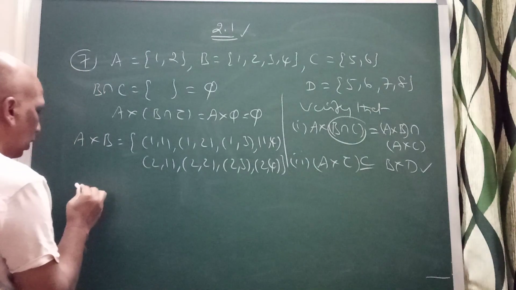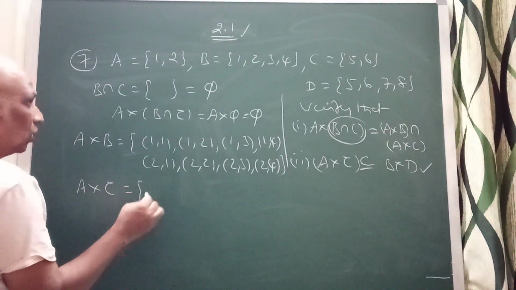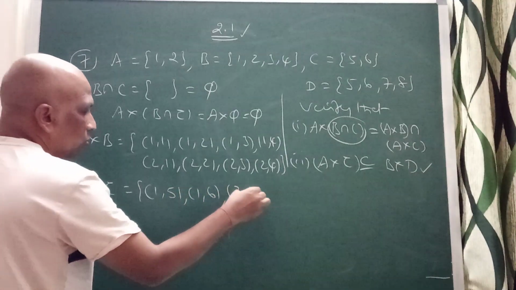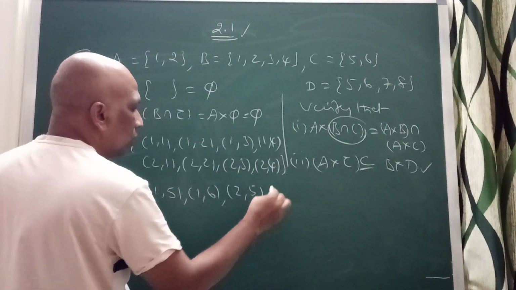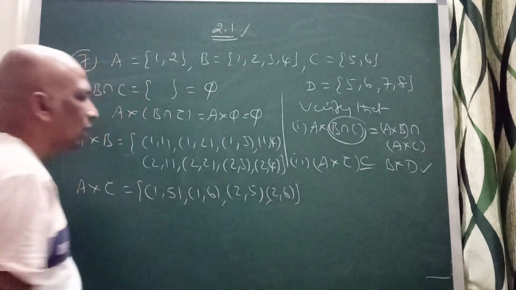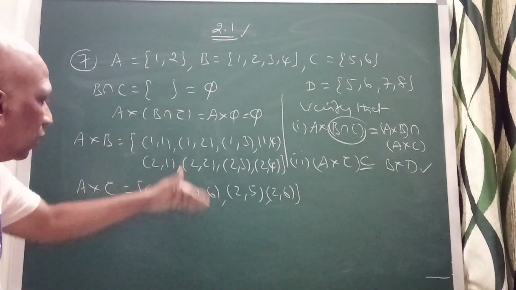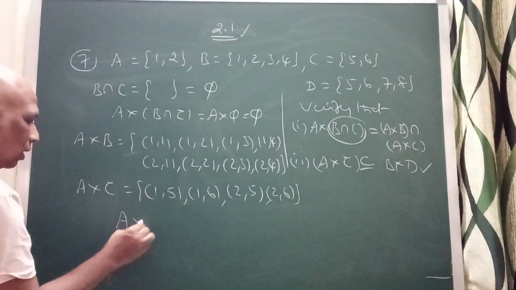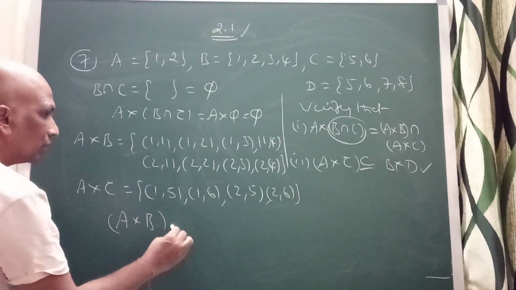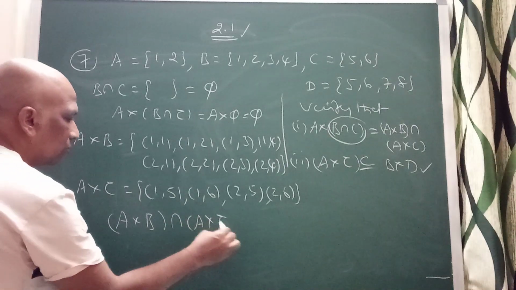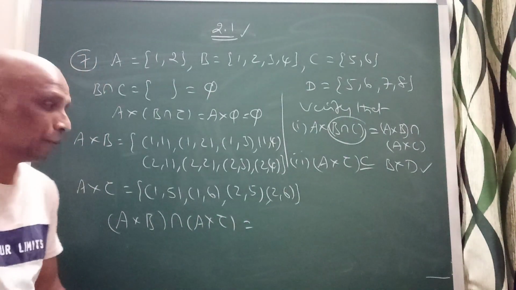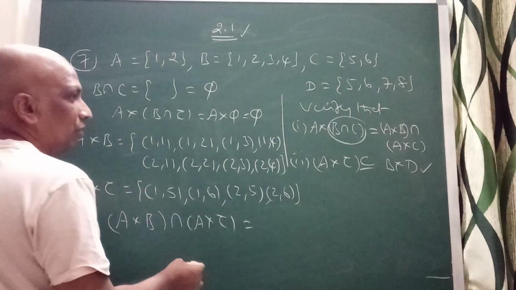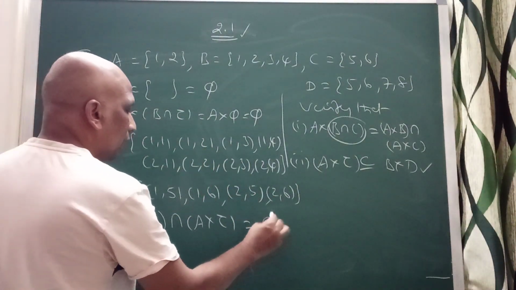Find A cross C. If you find A cross C, you can see (1,5), (1,6), (2,5), (2,6). Check that there are no common elements in these two. Clearly you can see we can't find any common elements. A cross B intersection A cross C: are there common elements anywhere? No common elements. If we take the intersection of this, what comes? Empty set, there is no common element.